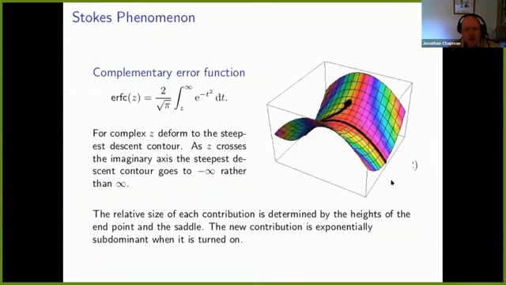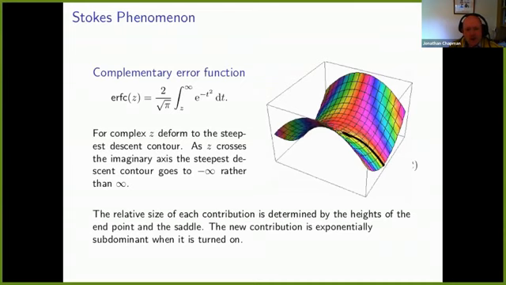And the relative size of these two contributions is determined by the relative height of the saddle point and the endpoint. And you can see that as the endpoint crosses the imaginary axis, it's higher than the saddle. And so the new contribution is exponentially small when it's turned on, but you need to know it's there because for some values of z, it's the dominant contribution. And a lot of exponential asymptotics is to do with identifying these exponentially small terms as they're switched on that lie beyond all orders of an asymptotic series.